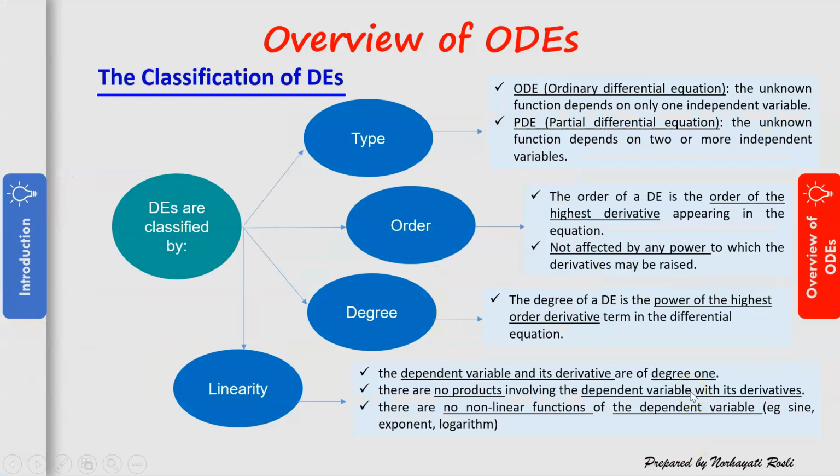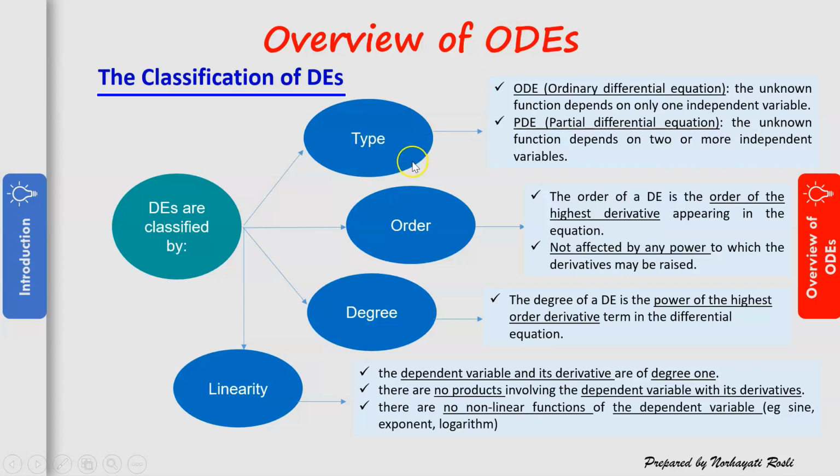Okay, class. So next we go to the classification of differential equations. Differential equations can be classified by the first one, type, the second one, order, then degree, and then linearity. It is important for us to understand these four classifications of differential equation, because based on this we can understand what method to be used to solve the differential equation. So we go one by one.